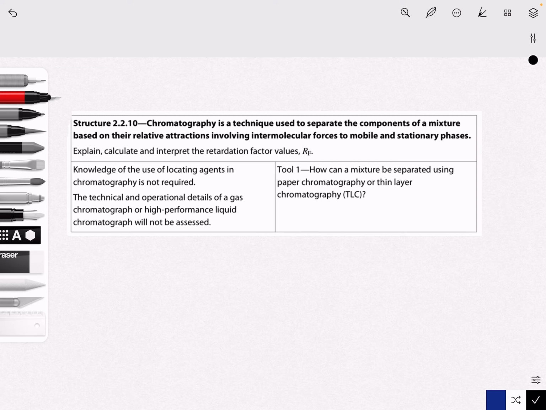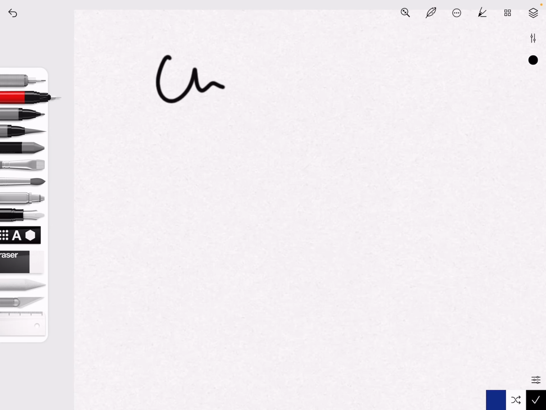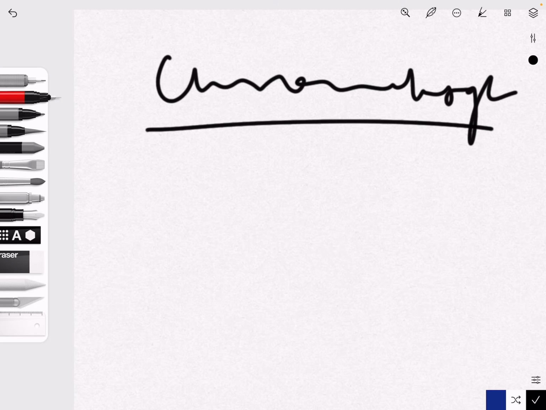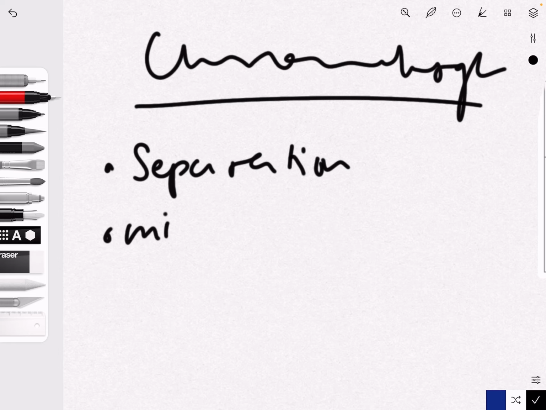Today we are doing the last part of covalent bonding, which involves chromatography. So what is chromatography? Chromatography is a separation technique which enables the separation of mixtures.